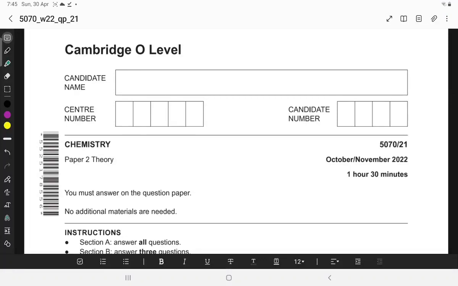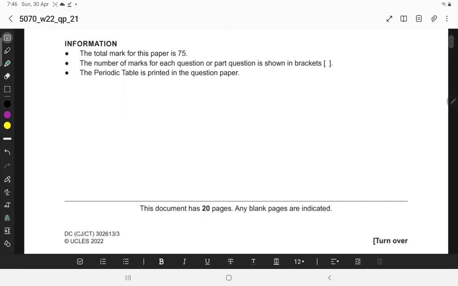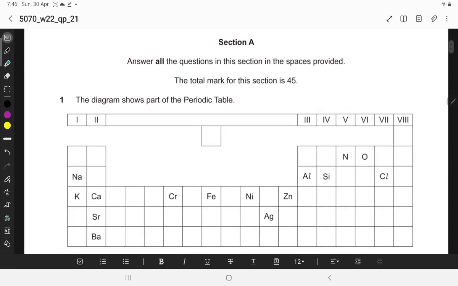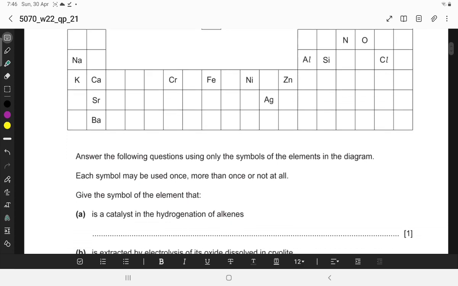Today I will discuss O-level paper October-November 22 variant 2-1. Let's start. Question number 1. The diagram shows part of the periodic table. Answer the following questions using only the symbol of the elements in the diagram. Each symbol may be used once, more than once, or not at all.